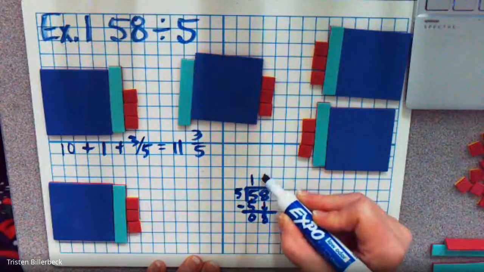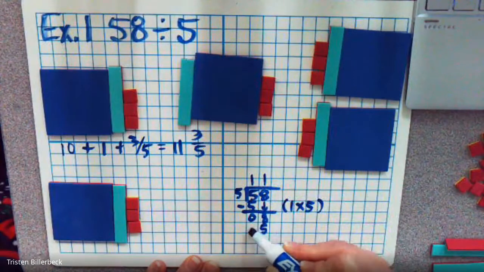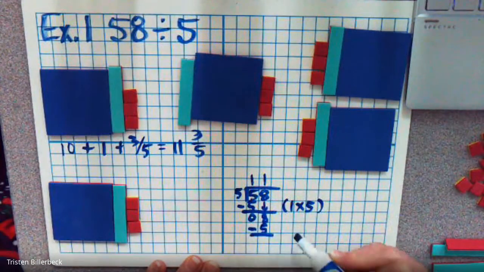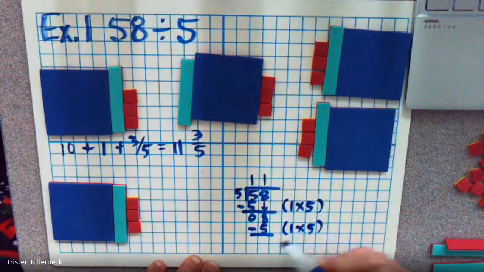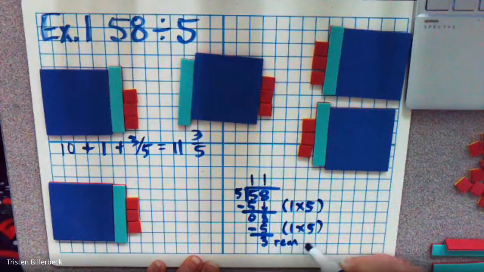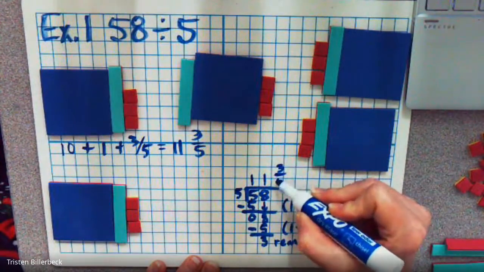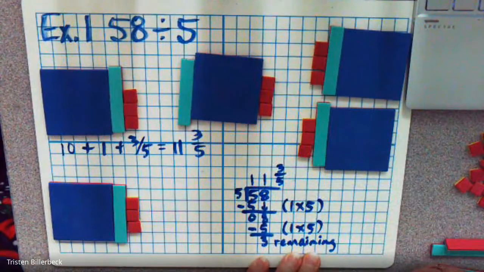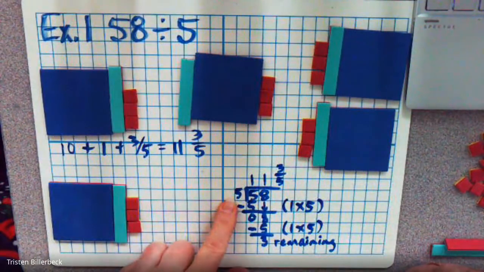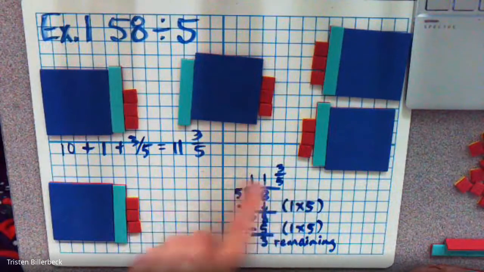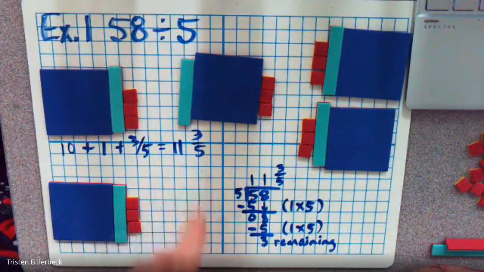And we also know that there's 1, 5, and 8. So we subtract. That's 1 times 5 again, and we get 3. But we're finished with the number, and we're not doing decimals, we're just doing fractions. So we have a 3 remaining, and we have a divisor there. So what we're going to do is put the 3 over the 5. So we put the remainder over the divisor. And look at that, 11 3/5. Voila, we did it.